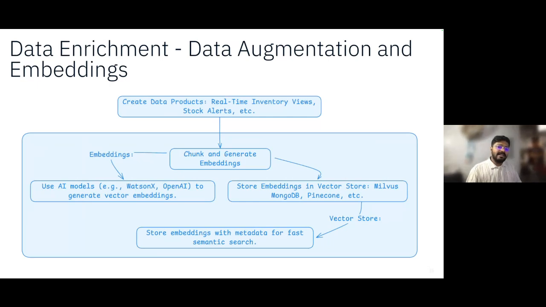The embedding models can be from watsonx, OpenAI, Claude, whatever model you want, or you can host your own AI models. We store these embeddings in a vector store like Milvus, MongoDB, Postgres, whatever vector store suits your needs. This stores the whole embeddings with metadata for fast semantic search.